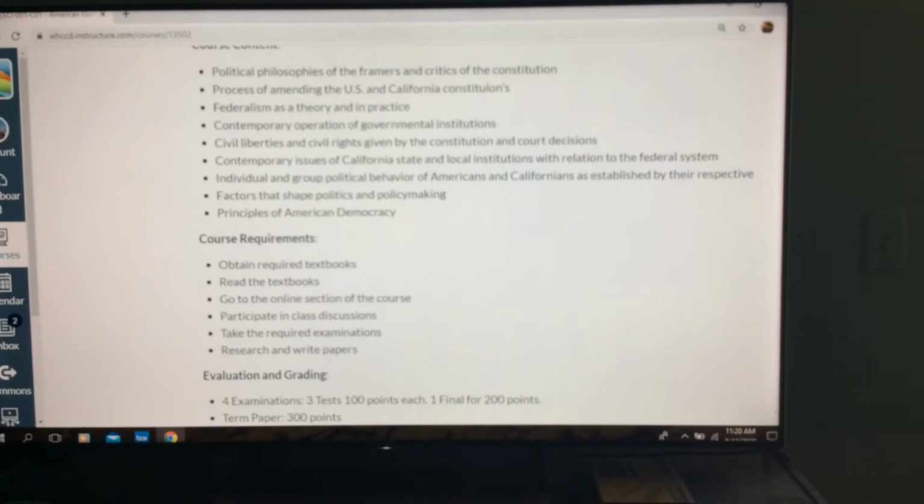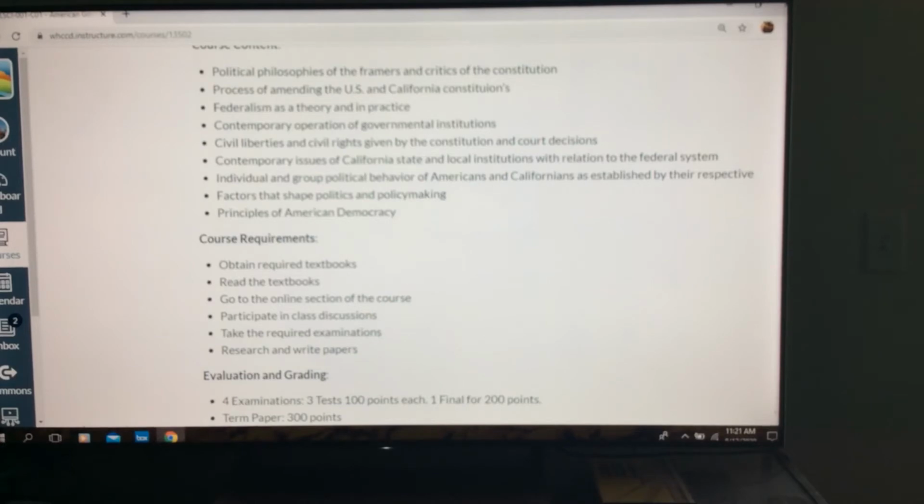Operation of governmental institutions. Civil liberties and civil rights, what are your rights given to you by the Constitution and court decisions. Contemporary issues in California state and local institutions with relation to the federal government. So how does California interact with the national government on local issues? Individual and group political behavior of Americans and Californians as established by their respective constitutions. Factors that shape politics and policymaking, and principles of American democracy.